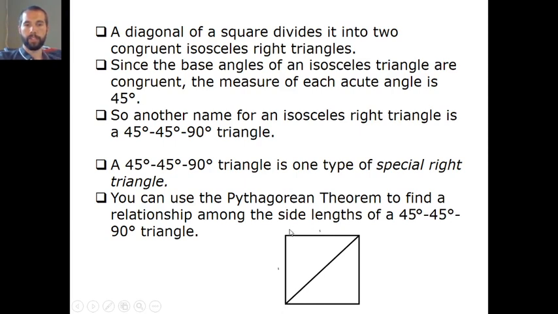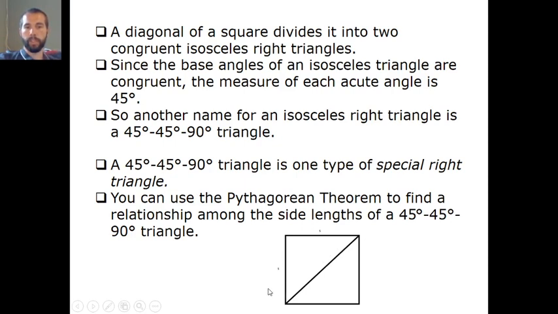Notice how the sides are the same, so these are both the same number. And if you draw this diagonal, we have a 45 here and a 45 here, and then this would be our 90. So that's what a 45, 45, 90 looks like. You can use the Pythagorean theorem to find the relationship among the sides.